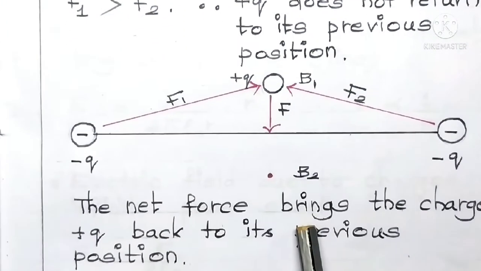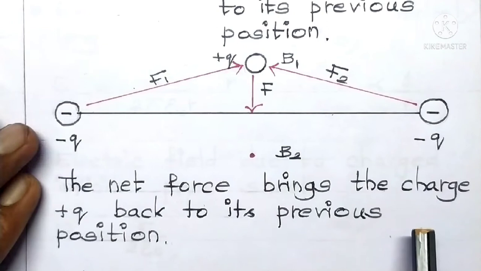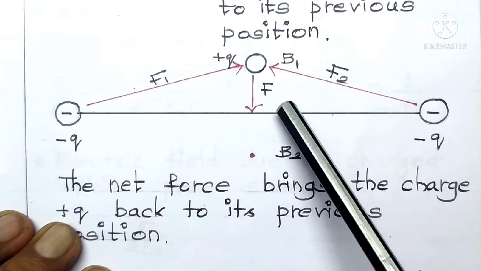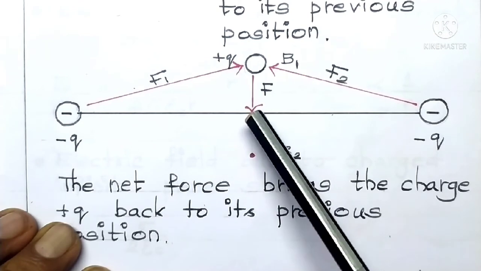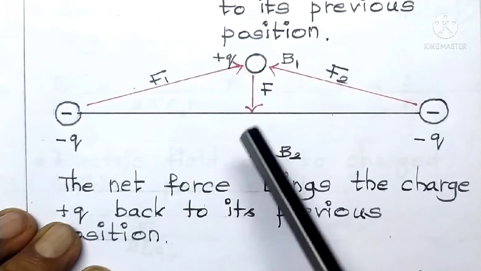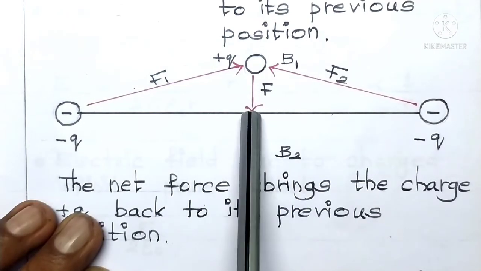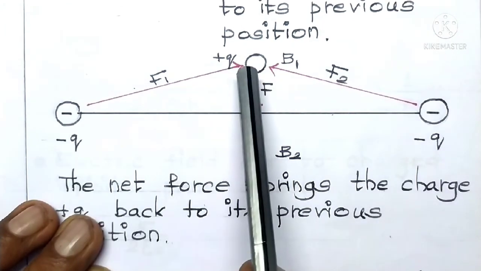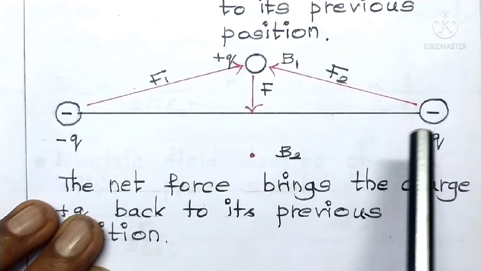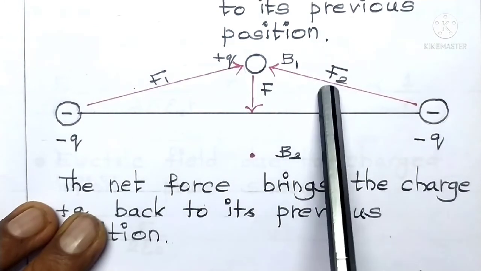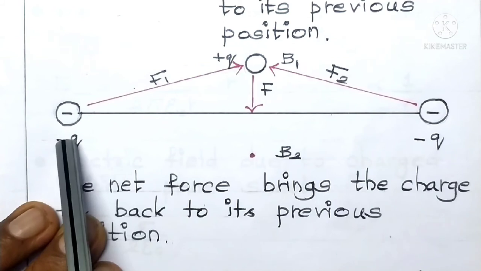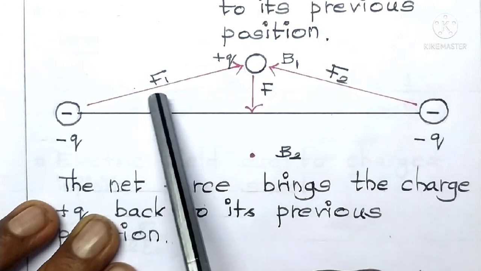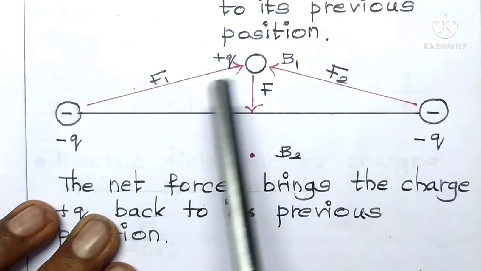Now look at this second diagram. Here minus q is there, here also minus q is there. This is the previous position of this plus q. Now this plus q is moved in the direction of B1, I mean upwards. Now what will happen? What is the distance between this plus q and this minus q? And what about this distance? Both are the same. The distance between this charge and this charge, and this charge and this charge, remain the same. So the force F1 and F2 will also remain the same.